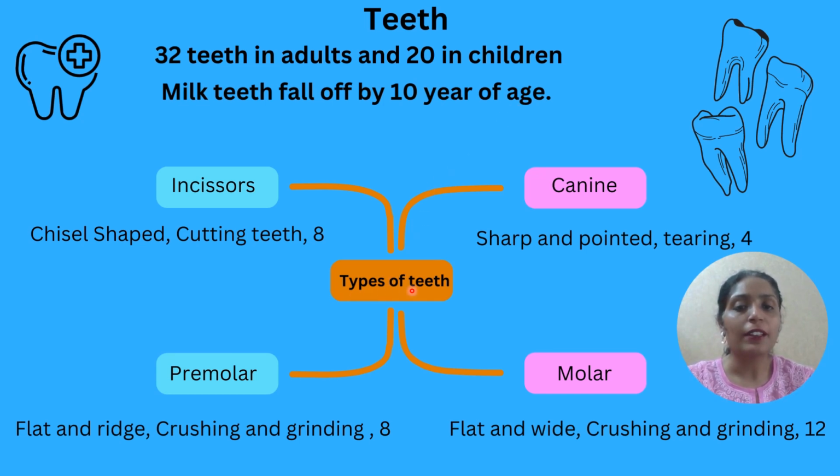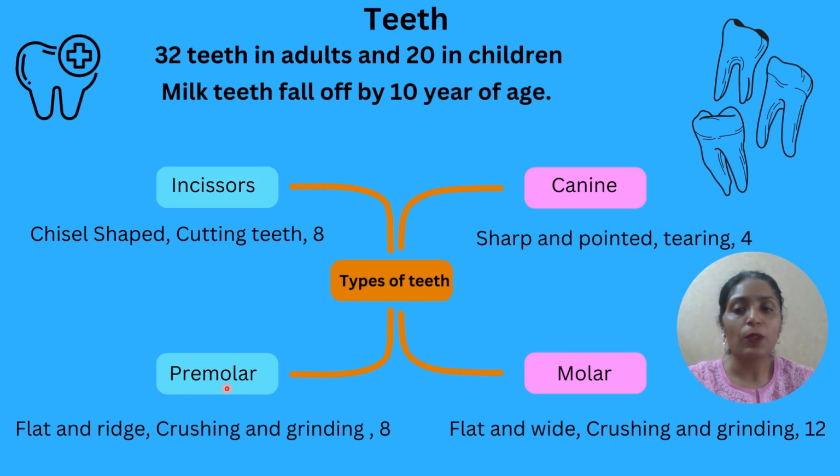Teeth are divided into four types: incisors, canine, premolar, and molar. Incisors are cutting teeth, these are front teeth. They are chisel shaped, total 8 in number, 4 in upper jaw and 4 in lower jaw. Then comes canine. Canines are sharp pointed teeth, total 4 in number. These are for tearing the flesh. For carnivores, these are well developed.